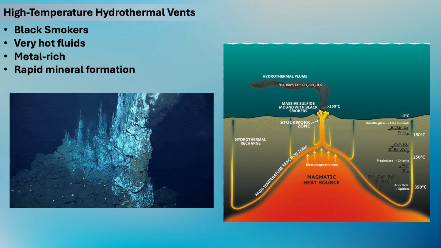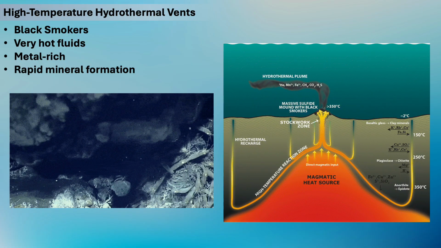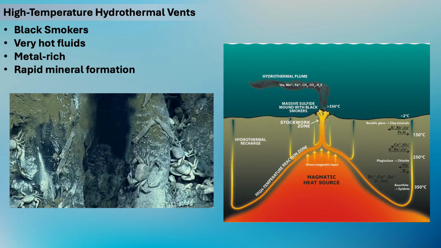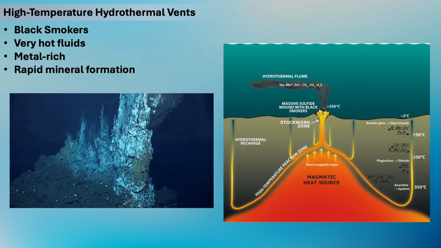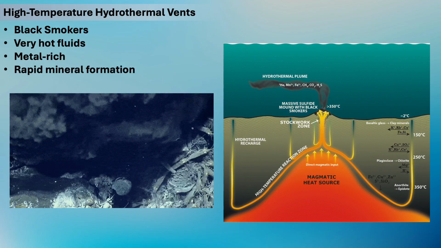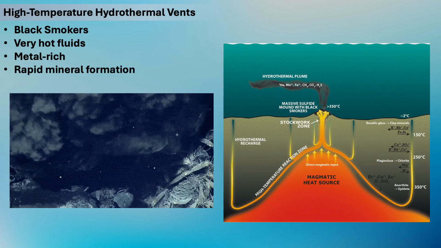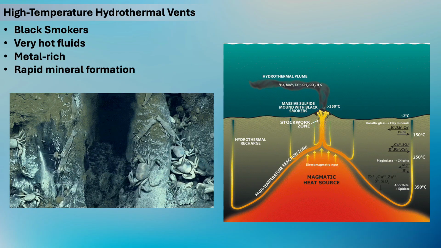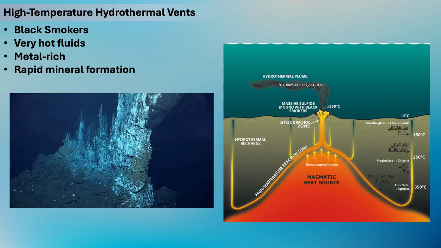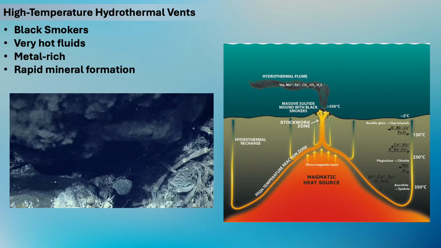When this superheated, metal-rich fluid is expelled back into the ocean and mixes with the cold seawater, the dissolved metals rapidly precipitate as sulfide minerals. This precipitation creates the dark, smoke-like plumes and chimney structures that give black smokers their name.